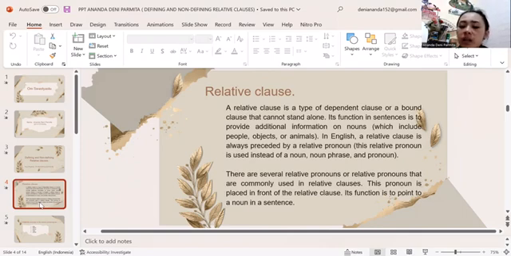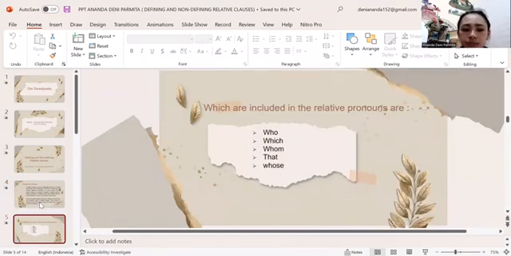There are several relative pronouns that are commonly used in relative clauses. This pronoun is placed in front of the relative clause. Its function is to point to a noun in a sentence. Next, the words included in the relative pronouns are who, which, whom, that, and whose.